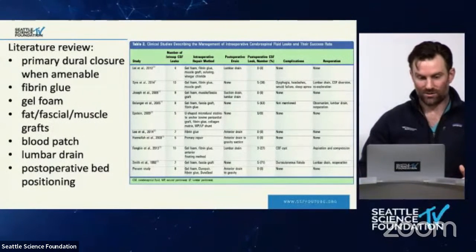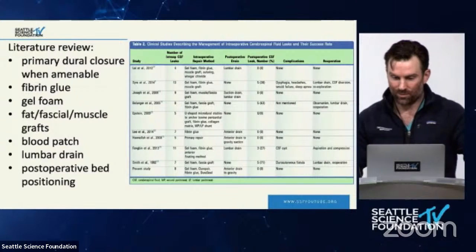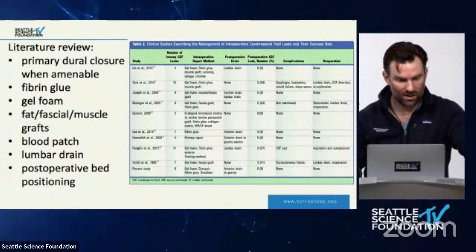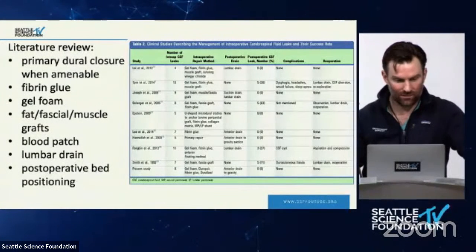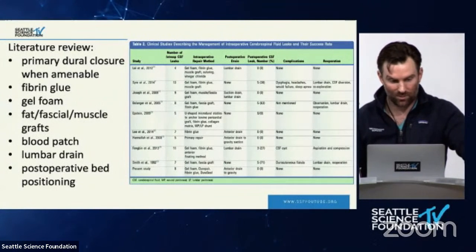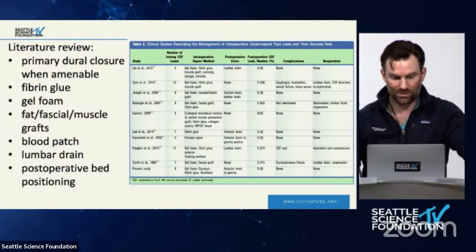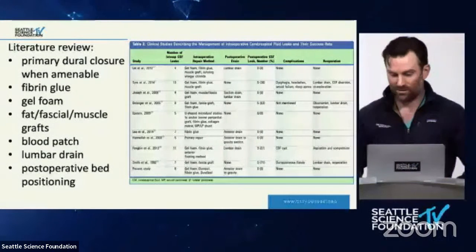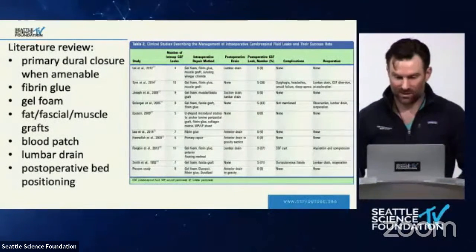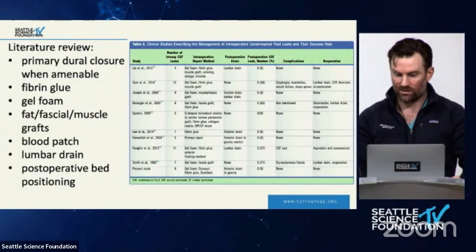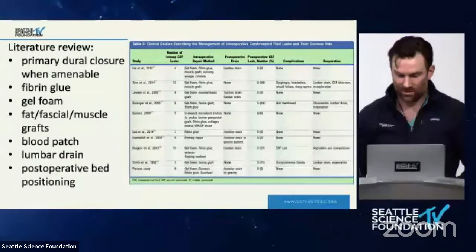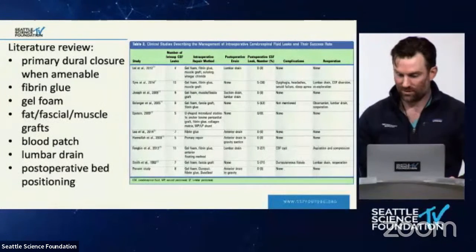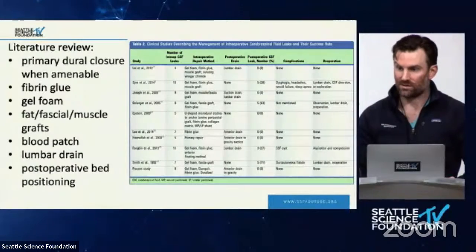What they found were the methods for treating CSF leaks included primary closure, if amenable, fibrin glue, gel foam, fat, fascia or muscle graft, blood patch, lumbar drain, and post-op bed positioning. So all things that we've mentioned already. These are used in various combinations with various degrees of success. So the takeaway message is that these are rare in the cervical spine, but they can be addressed intraoperatively using any combination of these methods and still have a successful outcome.